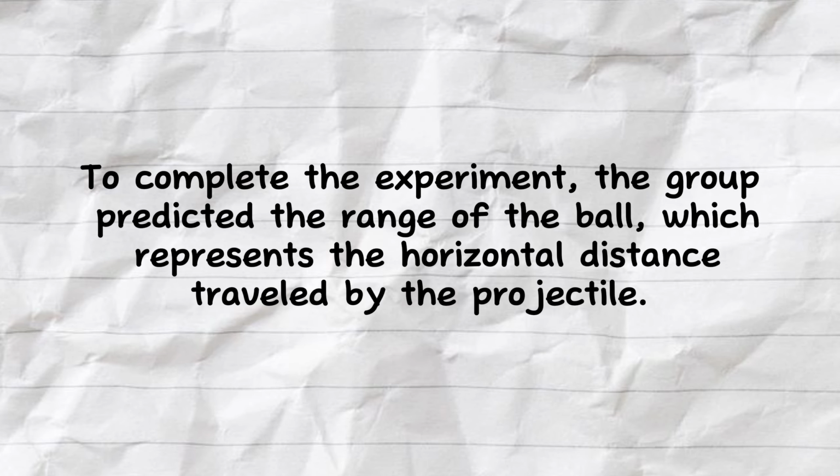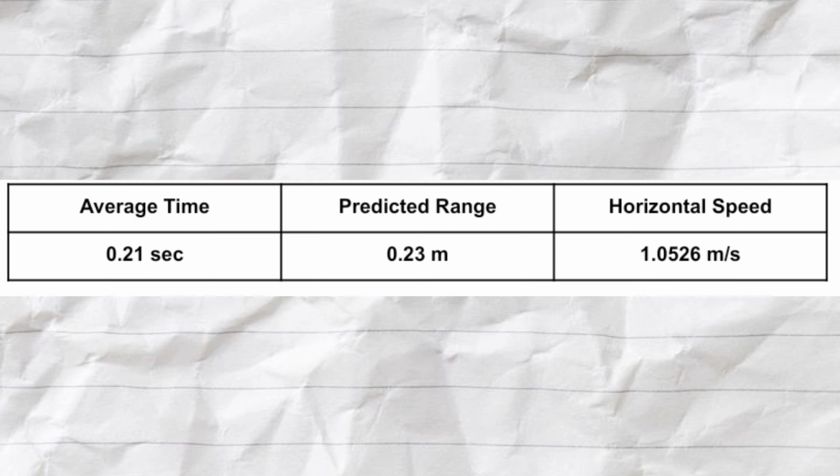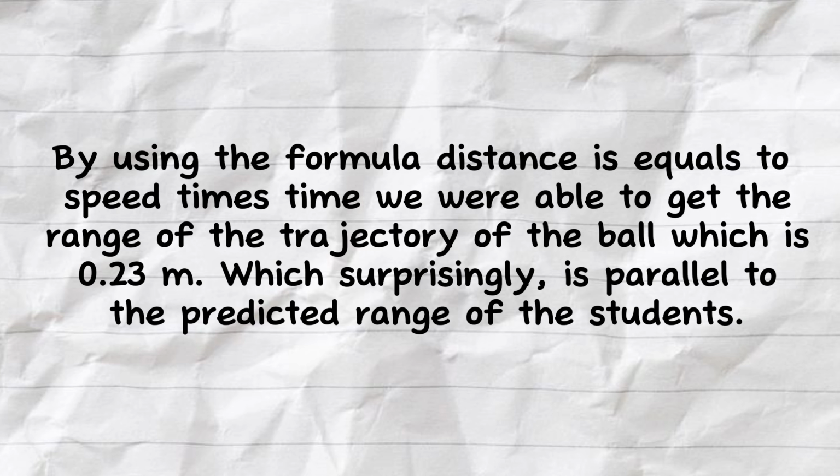To complete the experiment, the group predicted the range of the ball, which represents the horizontal distance traveled by the projectile. First, the students proceeded to place the can on the floor at the spot where they had predicted it would catch the ball. Then, they also calculated the range using the equation distance is equal to speed times time. Here's the data of our average time, predicted range, and our horizontal speed. By using the formula distance is equal to speed times time, we were able to get the range of the trajectory of the ball, which is 0.23 meters, which surprisingly is parallel to the predicted range of the students.